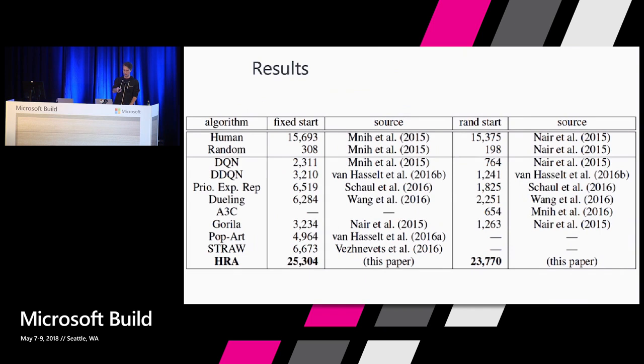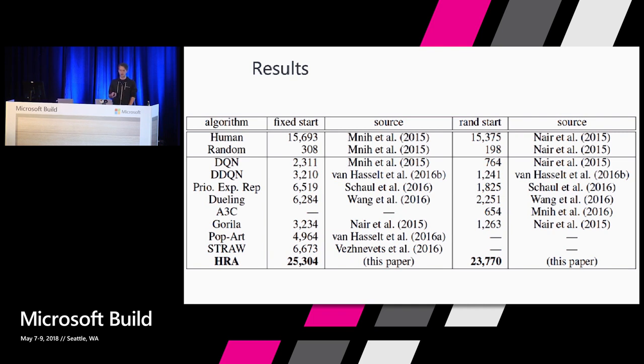So I'll show you the numbers in a little bit more detail. Here's how we compare to what at the time were all the major results on this game with various methods. Human is at the top. That's not the best human score ever, but an average competent human at the video game can get somewhere around 15,000 points.